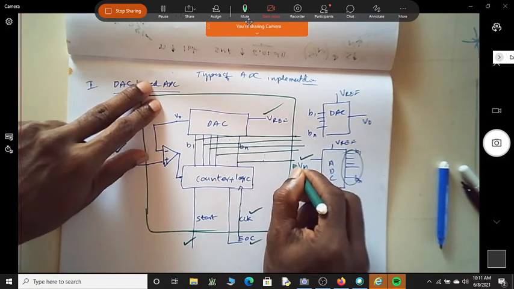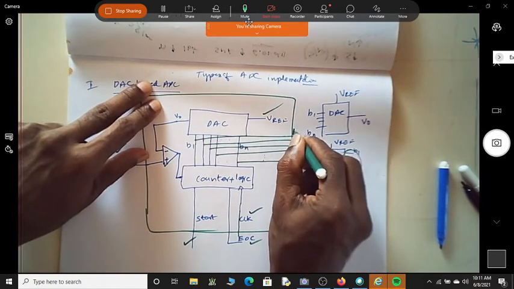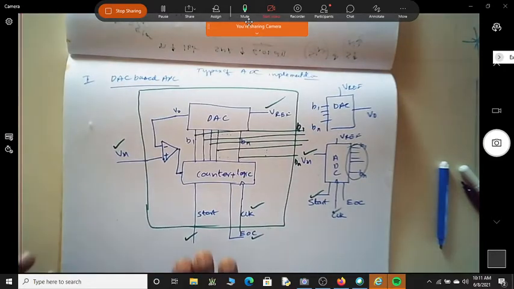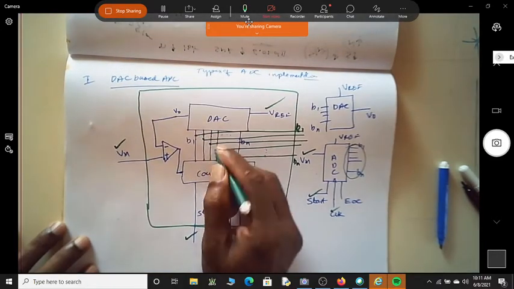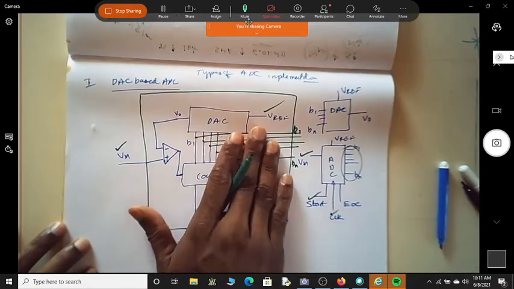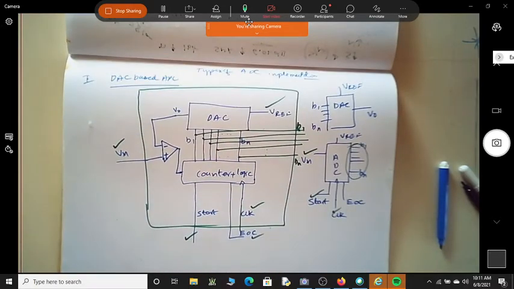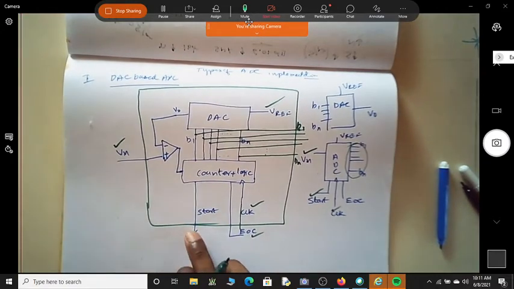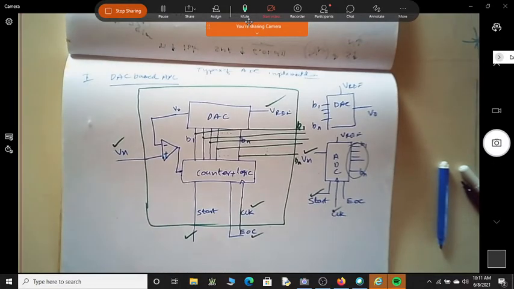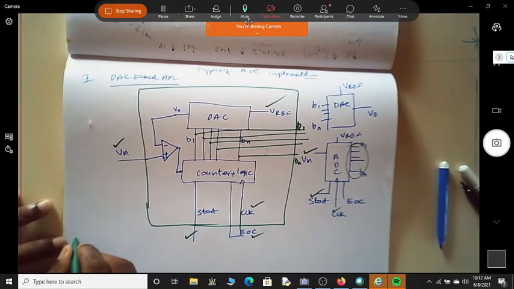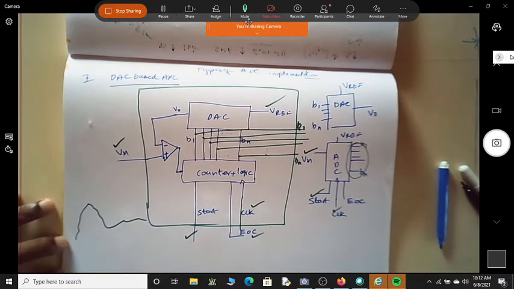Okay, this is B into B1. Can you see these are the outputs coming from the output of a counter, which is going to the input of the DAC, which happens to be the output of your ADC. So for an ADC, you have an input voltage, start, EOC, clock, and the binary output, and of course you have a reference voltage. Fine.